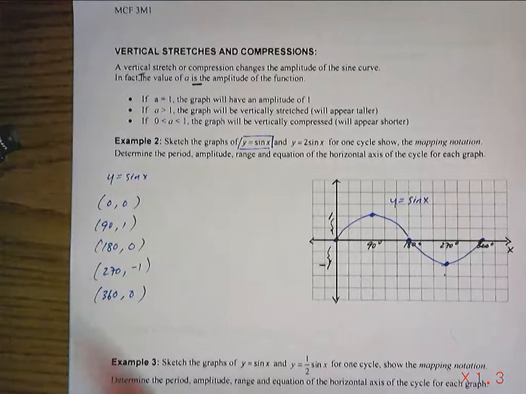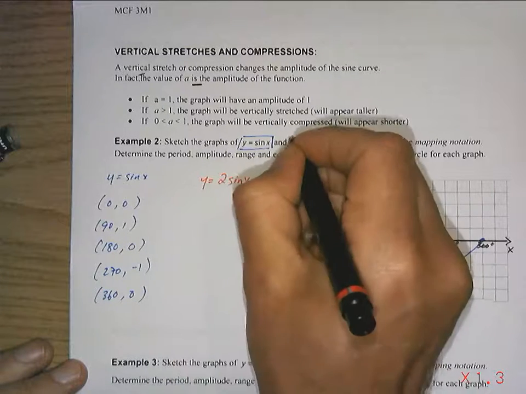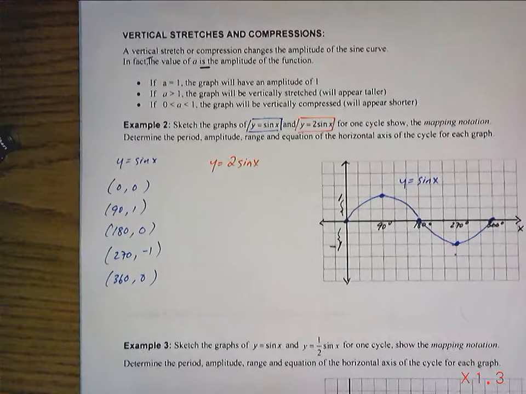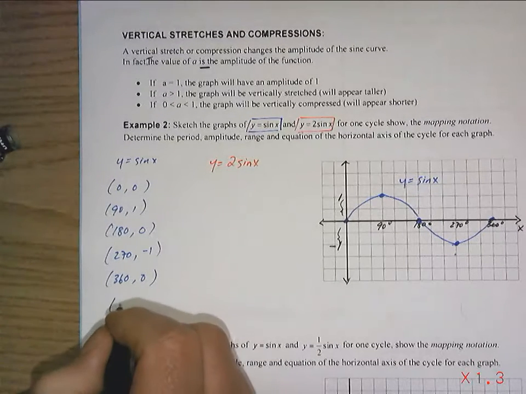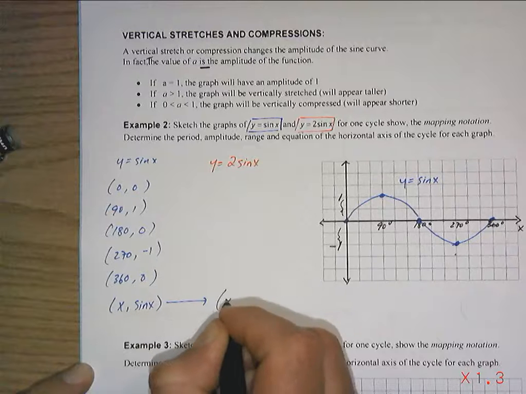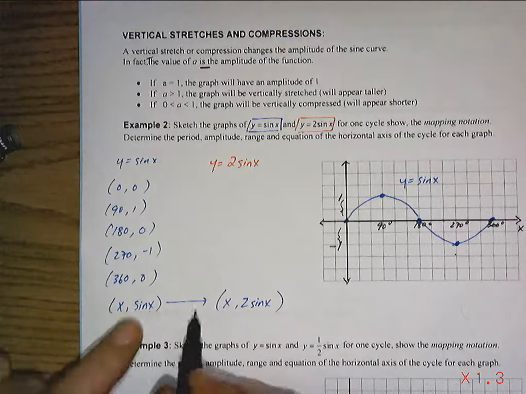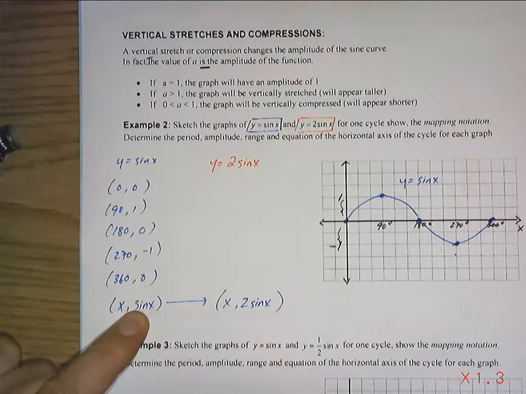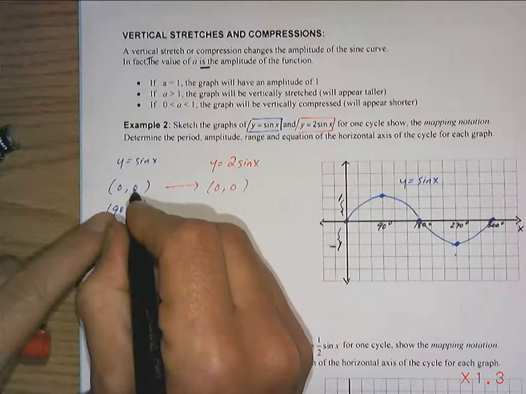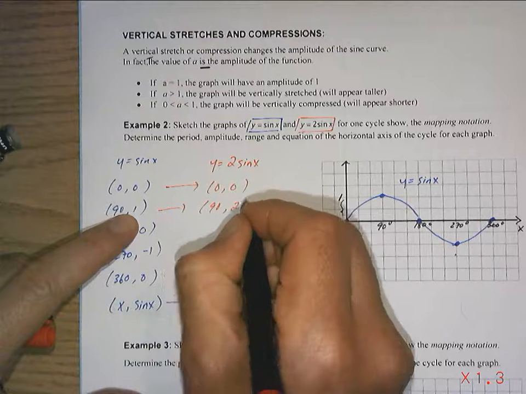Now what we want to do is sketch y equals 2 sine x. So what's changed here? Well, the point notation is a little bit different. Each one of these points was x, sine x. And we want it to change to x, 2 sine x. So instead of sine x, we're going to multiply it by 2. So this will be 0, 2 times 0, which is 0. I multiplied this 0 by 2. This will be 90, 2 times 1, which is 2.